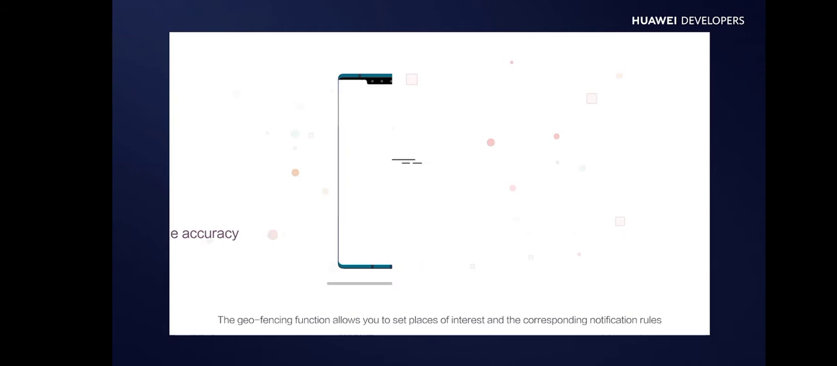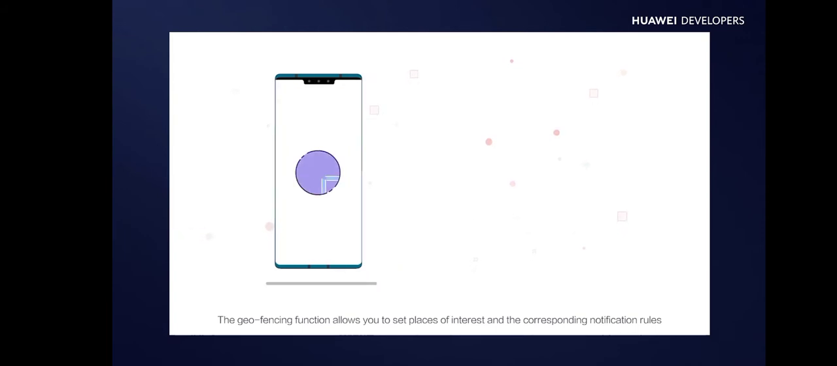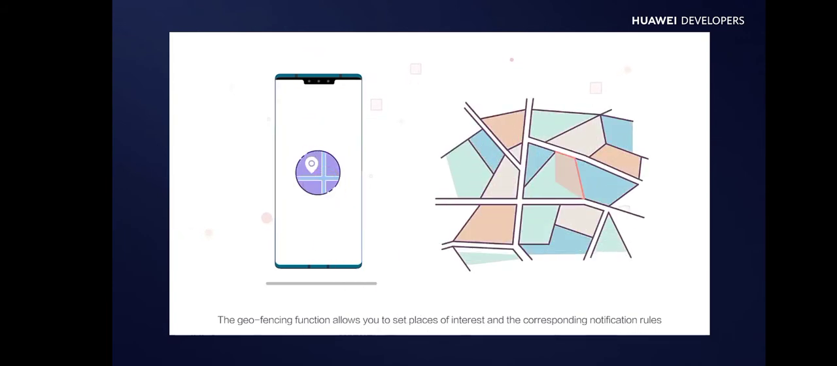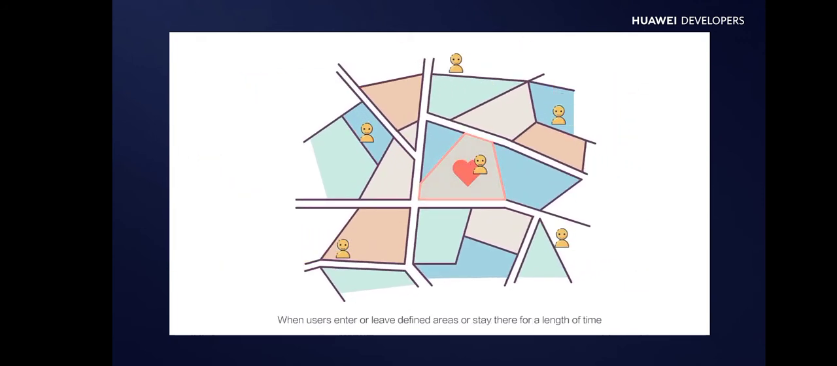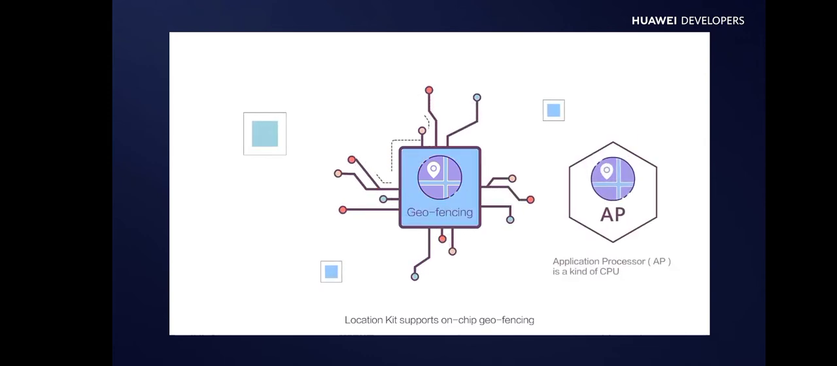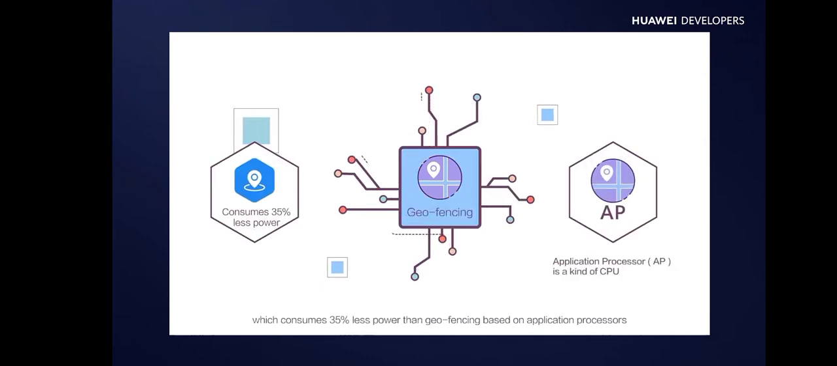The geofencing function allows you to set places of interest and the corresponding notification rules. When users enter or leave defined areas or stay there for a length of time, your app will automatically send them a notification. Location Kit supports on-chip geofencing, which consumes 35% less power than geofencing based on application processors.